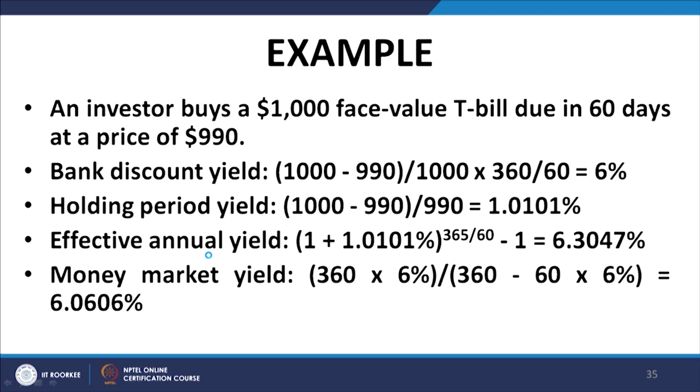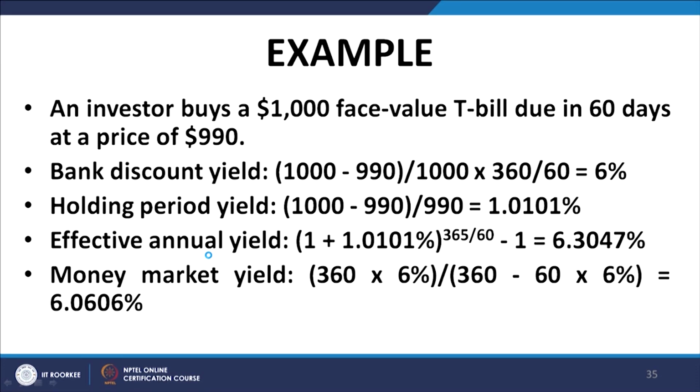Let us take up an example. An investor buys a $1,000 face value T-bill due in 60 days at a price of $990. The banker's discount yield is quite straightforward: 1000 minus 990 divided by 1000, and this is important, divided by 1000, into 360 upon 60. This 360 is the second feature, and the third feature is that there is no compounding, as you can see from the formula. So, you get the result of 6% as the banker's discount yield.